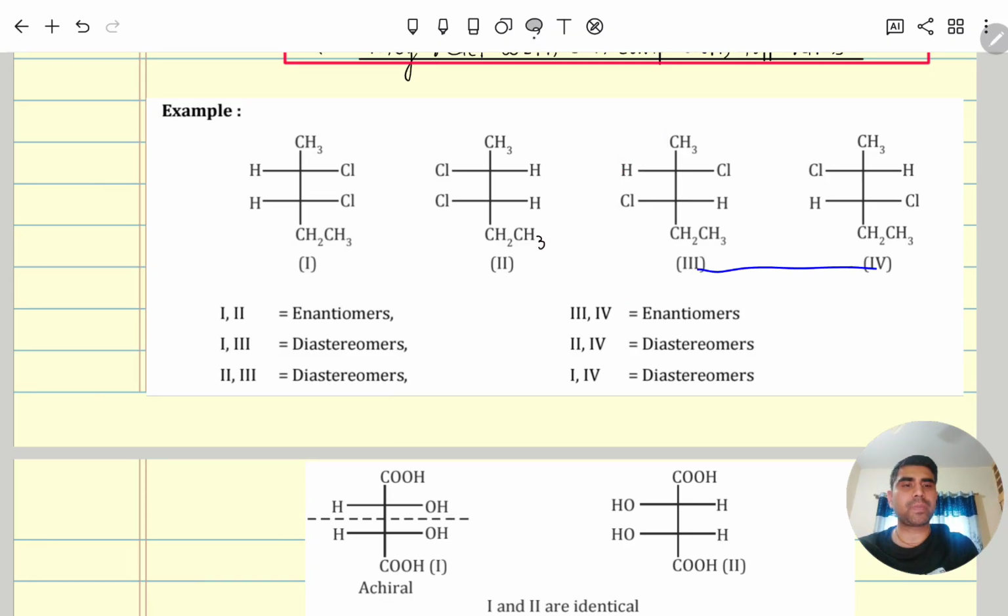Similarly, 3 and 4. Here chlorine and hydrogen, and here hydrogen and chlorine. So both are non-superimposable mirror images of each other, which means they are enantiomers. Whereas 2 and 4 are again diastereomers, and 1 and 4 are again diastereomers.